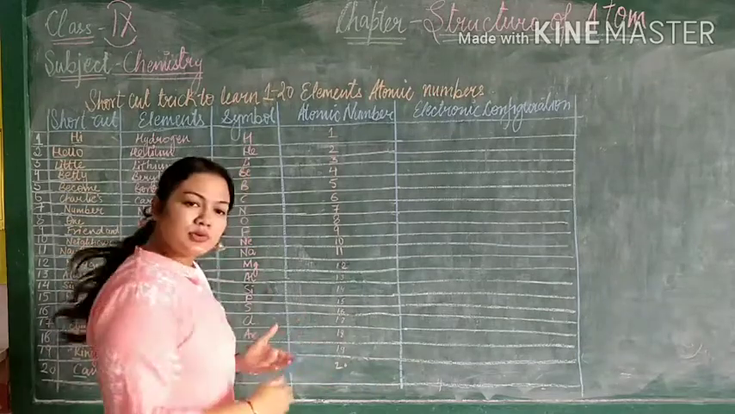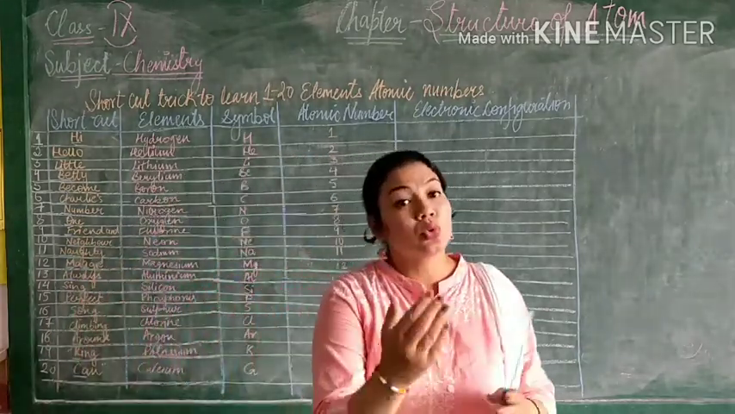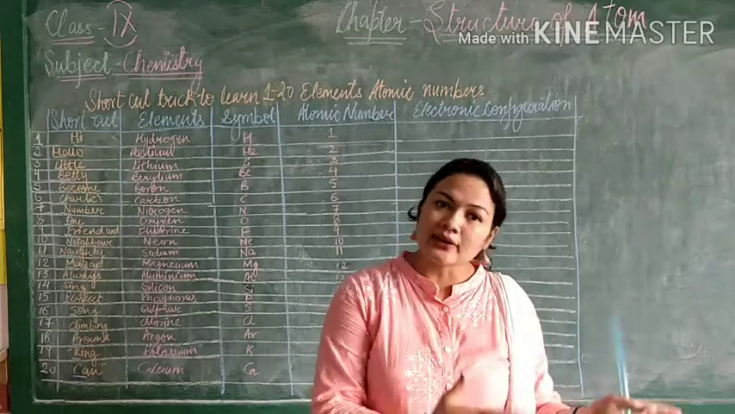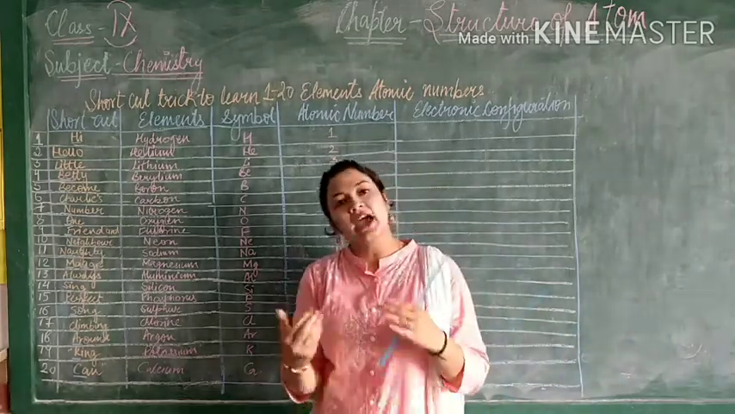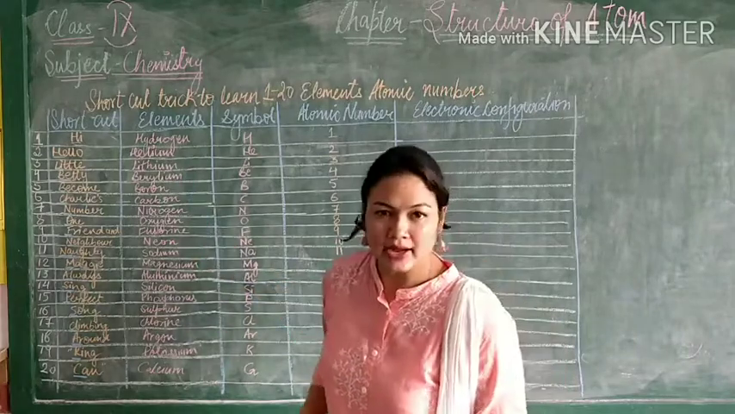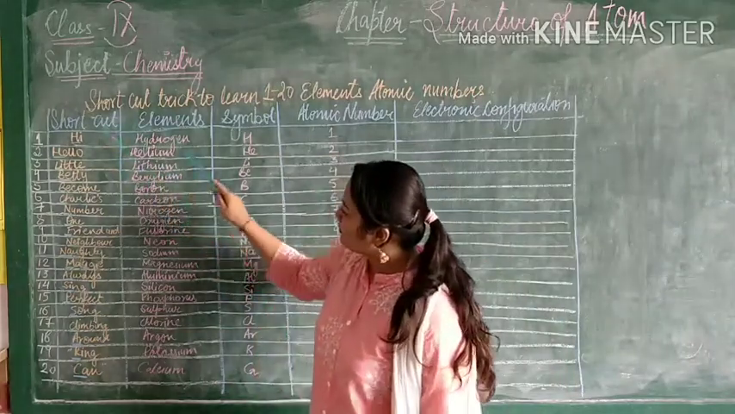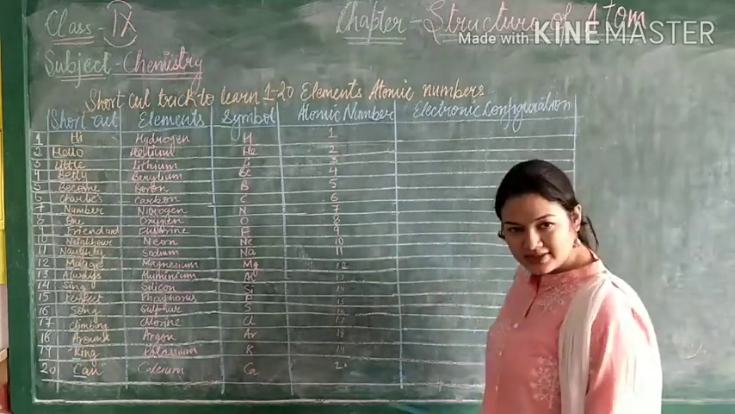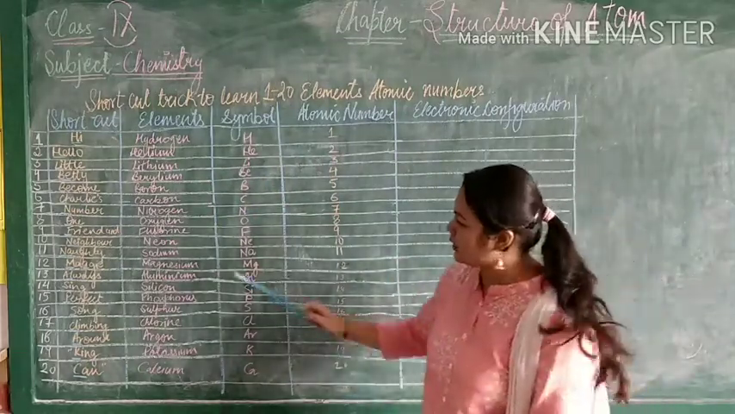You should know the atomic number to know the number of protons and the number of electrons. As you know, atomic number is equal to the number of protons and electrons. So let's start. Now you can see I have made 5 columns. This column is empty. We will fill it later on.